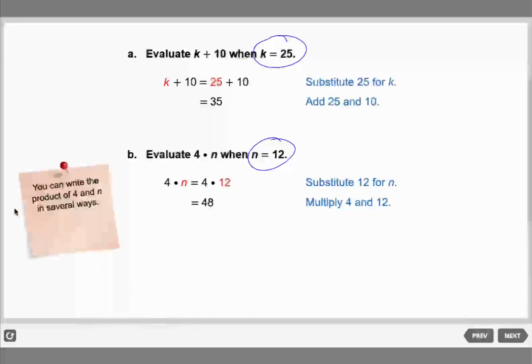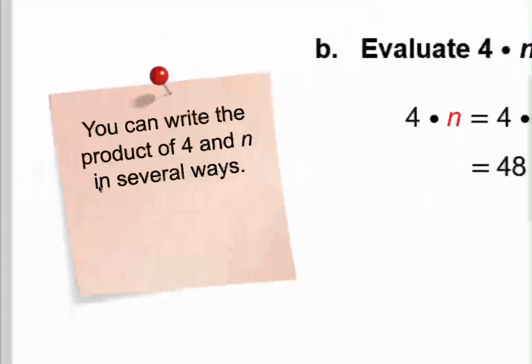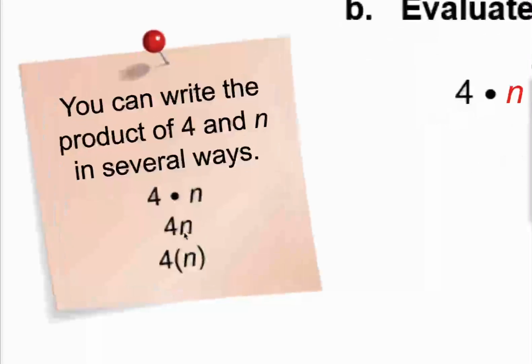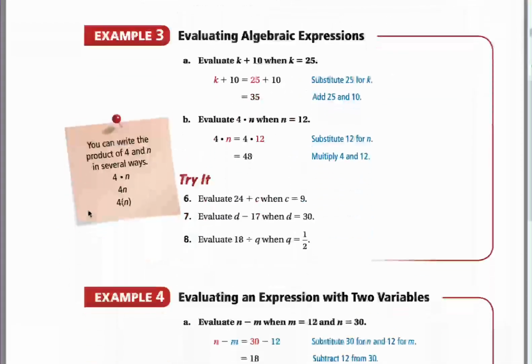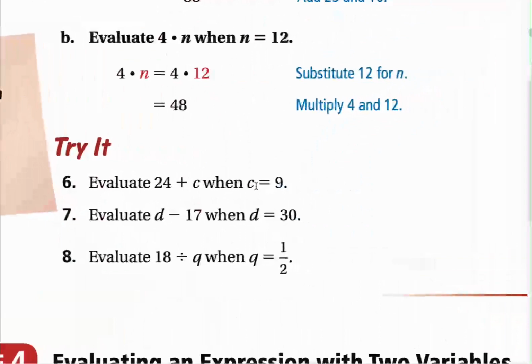Okay, we need here also to know that we can write the product of 4 and n in several ways. One way is writing 4 times n like this, and we can write it 4n. This is very important. You can write it 4n, just 4n, without dots, without anything. And we can use brackets or these parentheses. We can write 4 and write n in the parentheses here. Okay, now let's go back to the book and let's solve these questions.